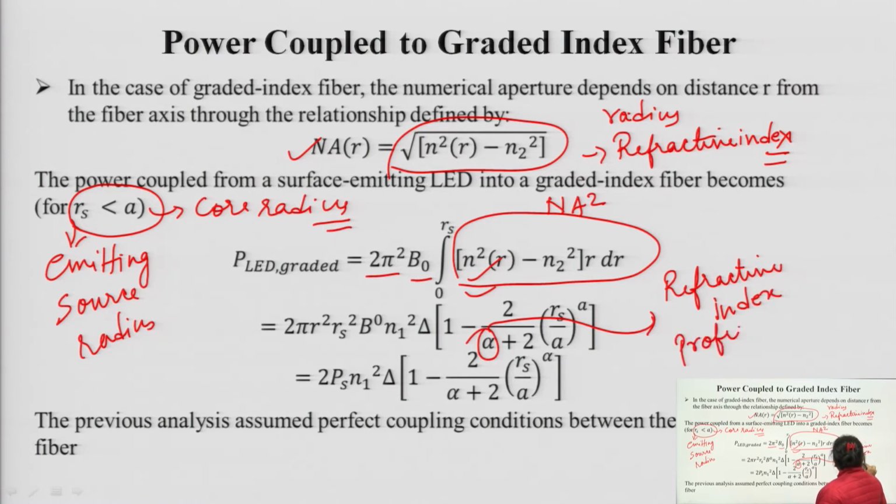So, this alpha basically denotes the changes as per the refractive index profile, whether we are taking a uniform refractive index profile, a triangular one, or a parabolic one. The parabolic one is the best for you. That is why the maximum calculation of alpha is taken as per the parabolic one.